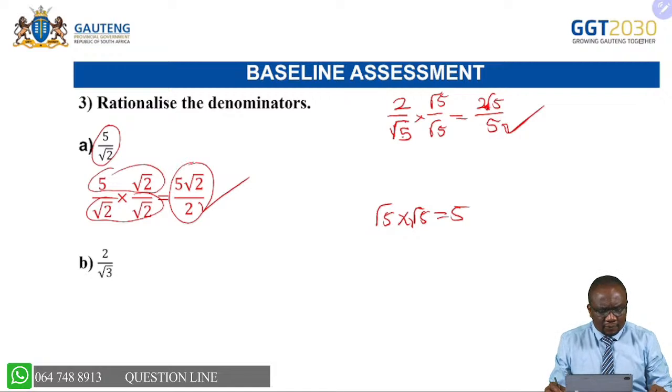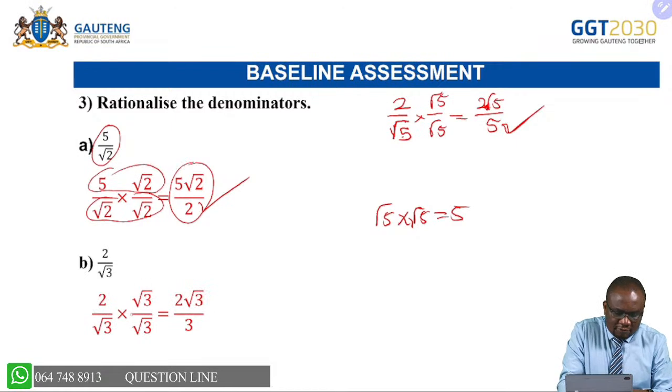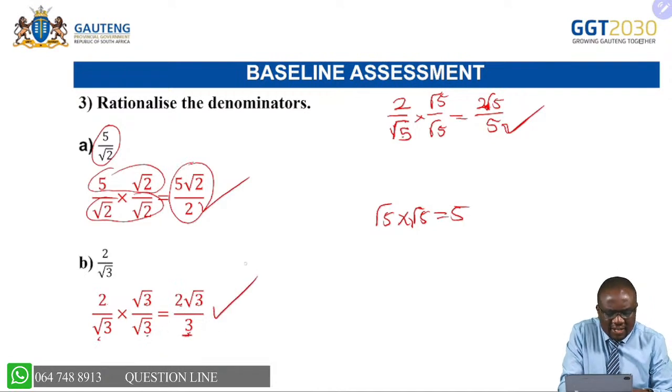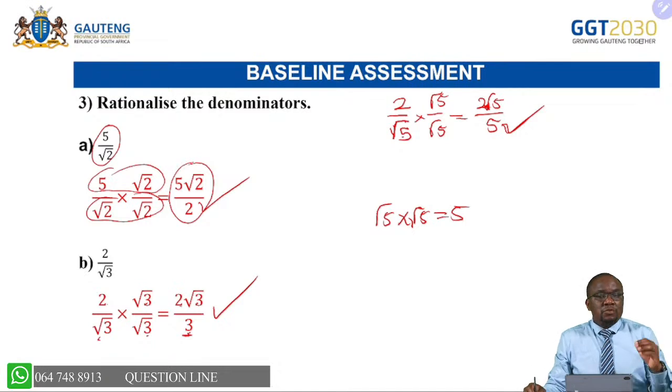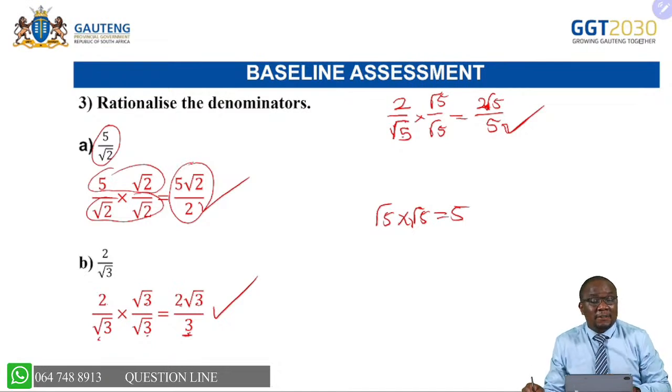Right, B. What did you do? We multiply the numerator and denominator by what? By the denominator, which is square root of 3. So it's going to be 2 times square root of 3, which is 2 root 3. And then square root of 3 times square root of 3 is 3. Here you can see that we have rationalized our denominator. So we have done our baseline activity, grade 10s.